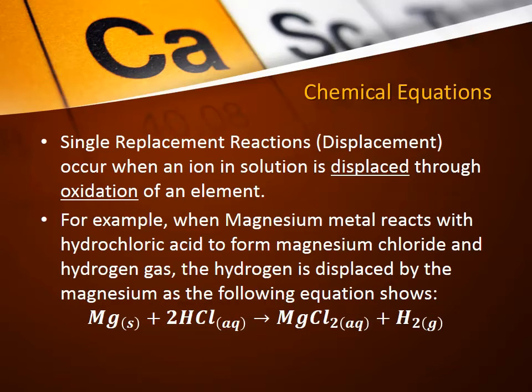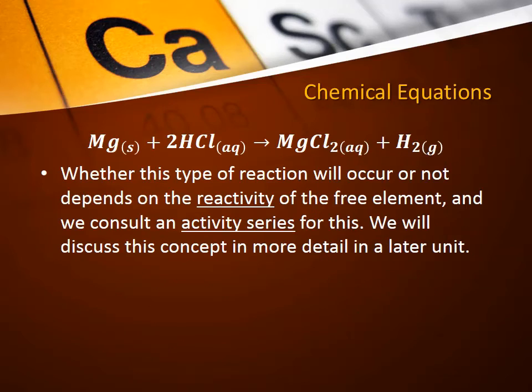Single replacement reactions occur when an ion in solution is displaced through the oxidation of an element. Or in a little bit more English terms, in this reaction the magnesium is replacing the hydrogen. So now the hydrogen's off by itself and magnesium's got magnesium chloride. These types of reactions will occur due to an activity series, which we'll talk about more in Unit 4.